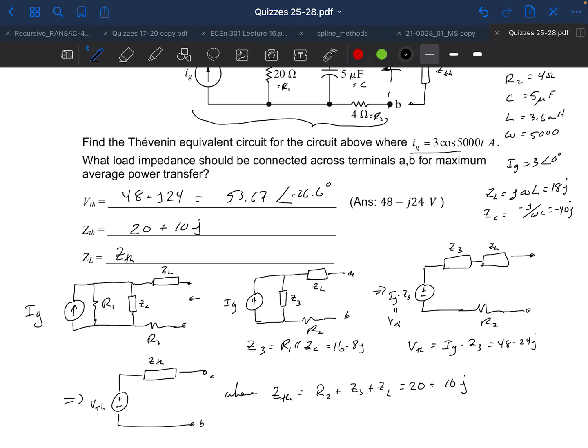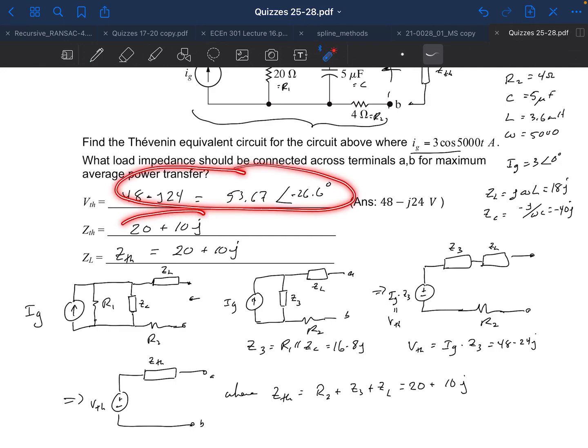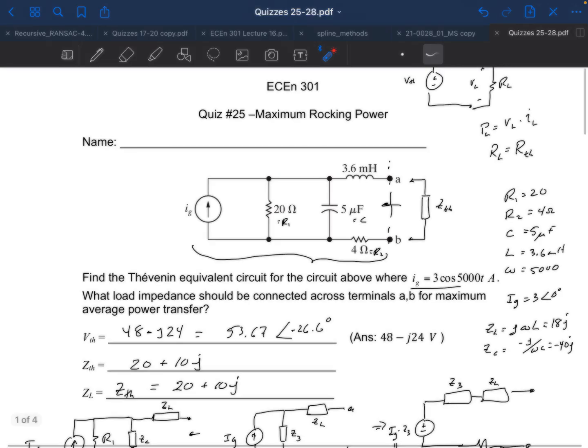All right, so the load that maximizes the power is going to be 20 plus 10J. All right, so those are the answers. This would be the Thevenin voltage, Thevenin impedance, and then the impedance that maximizes the power transfer. Okay, that is quiz number 25.